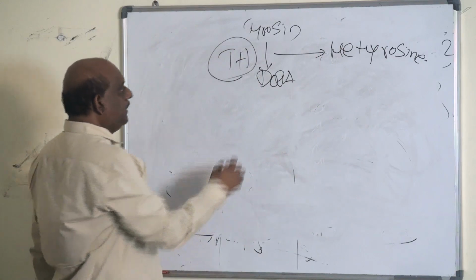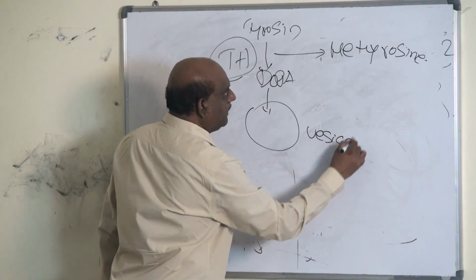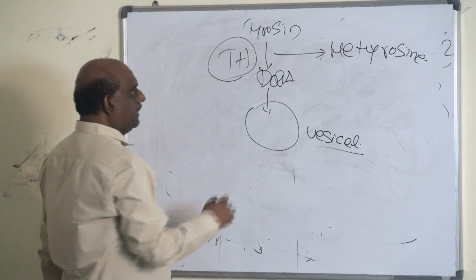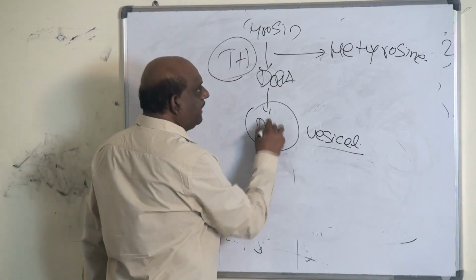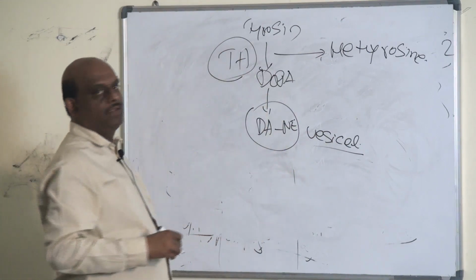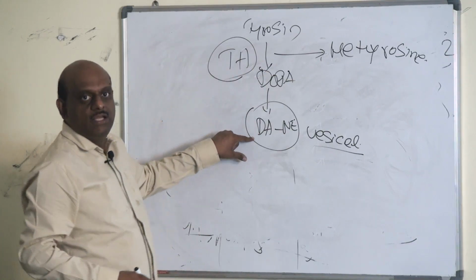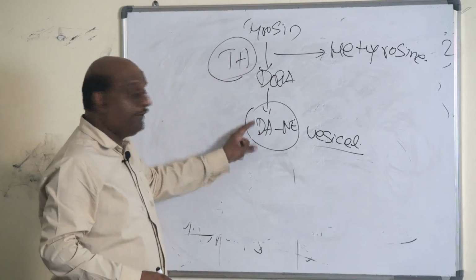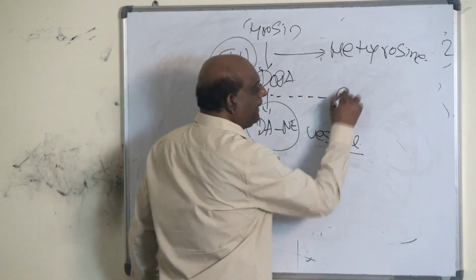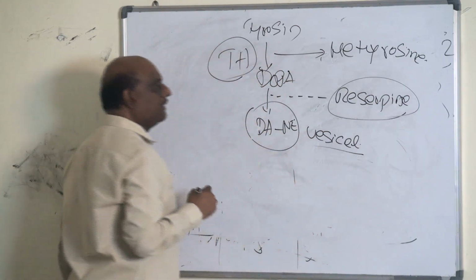Then this dopa needs to be picked up by the vesicles, and that needs to be converted from dopamine to norepinephrine. So this uptake by the vesicles of the dopa, for it to get converted into norepinephrine, that step is stopped by your reserpine. How does reserpine act as an antihypertensive?